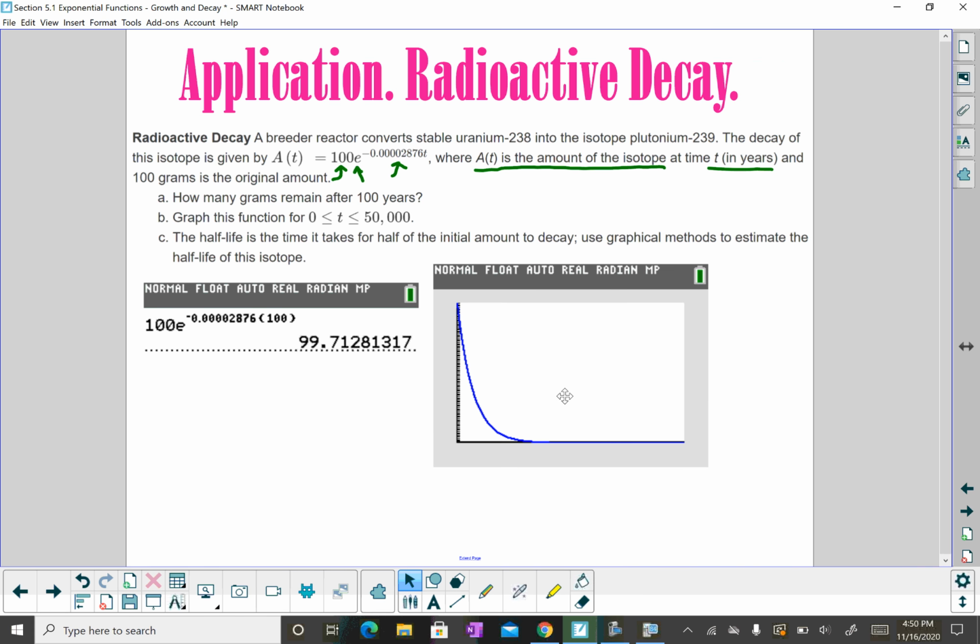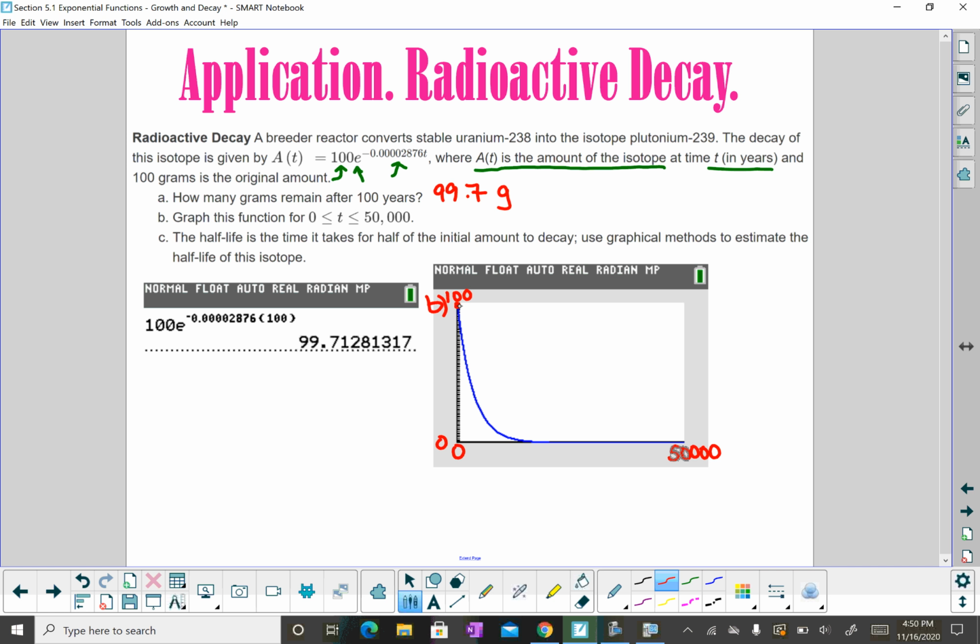Okay, so answering the first couple questions with what I've found so far, 99.7 is the amount of grams after 100 years. Graphing the function, and this was from 0 to 50,000, and then from 0 to 100 is where the graph started at. You can again see 100, the starting amount is that y-intercept, that a value.